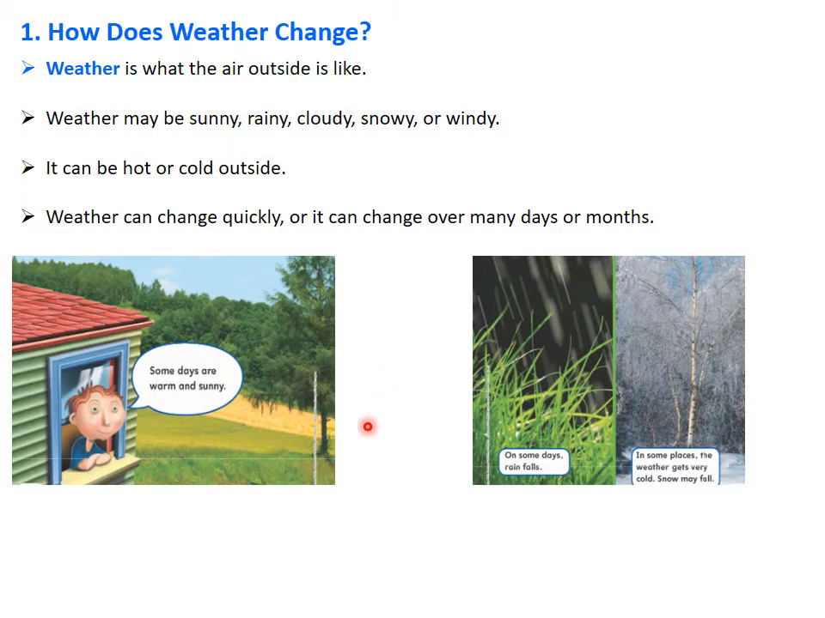So, if we look at the first picture, we can see that some days are warm and sunny. In the second picture, we can see that on some days rain falls, and in some places the weather gets very cold and snow may fall.